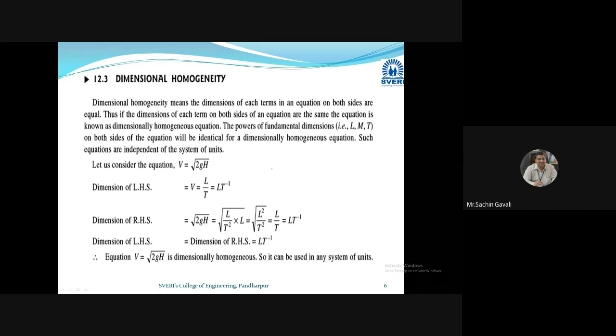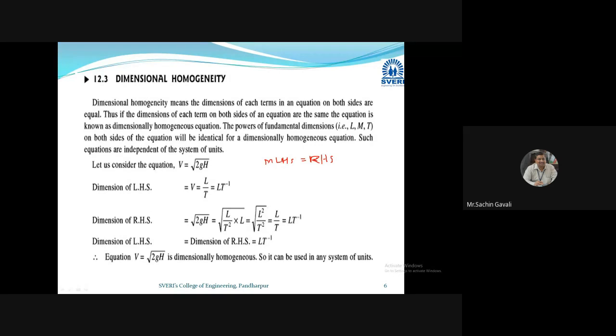The power of M is the same on the LHS and also on the RHS. Like this, the fundamental dimensions of length are the same on the right hand side as well as the left hand side. If the powers of M, L, T are the same on both sides of the equation, then that equation is called a dimensionally homogeneous equation. Generally all equations are dimensionally homogeneous. Some equations are dimensionally not homogeneous; these are called dimensionally non-homogeneous equations.